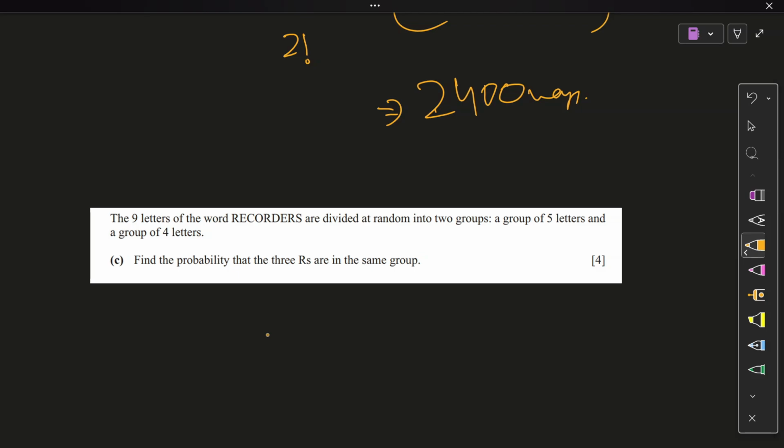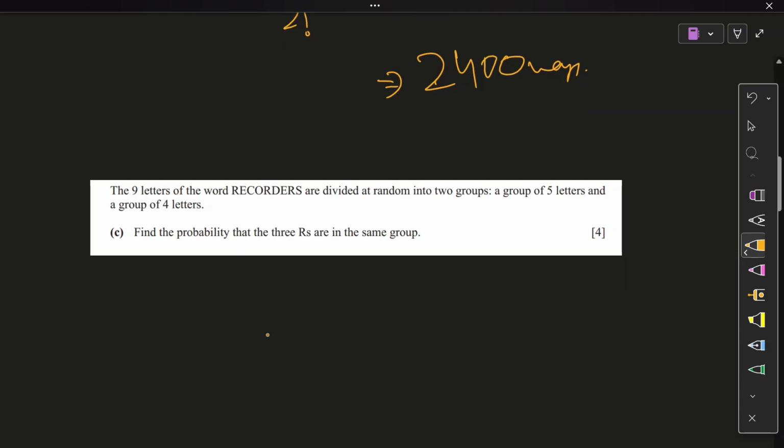Find the probability that the 3 R's are in the same group. Okay, easy question. Probability plus selection means possible selection. So, any condition on the R's only, so box the R's. There we go. And no need to box the E's. See, they are repeating, and the temptation is there to box them up, but this is a possible selection question. We only box something that repeats, right?